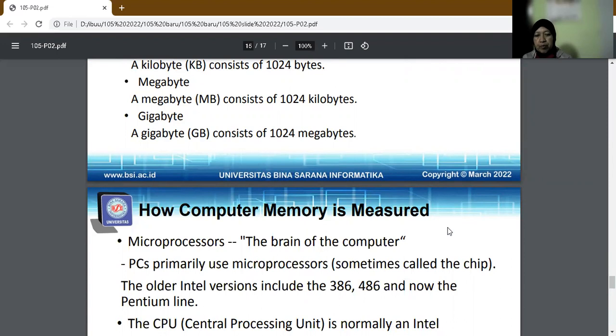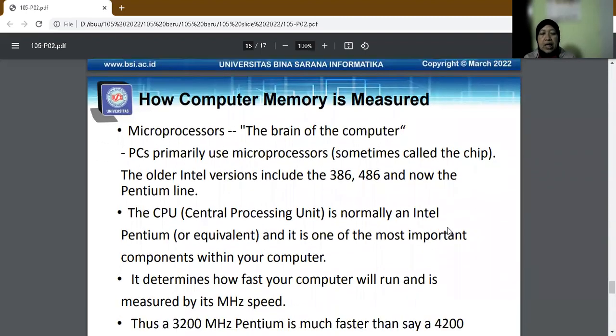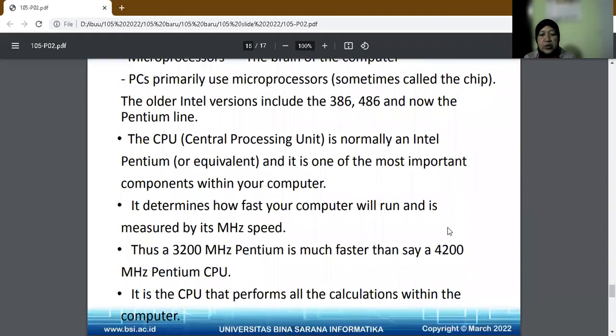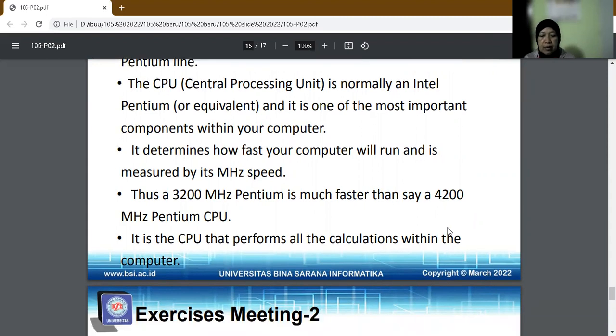The microprocessor is the brain of the computer, like our brain. In the computer it is the microprocessor, for the human it is the brain. And then for the CPU, how fast your computer runs, a 3,200 megahertz Pentium is much faster than say a 4,200 megahertz Pentium CPU. I think this is one example.